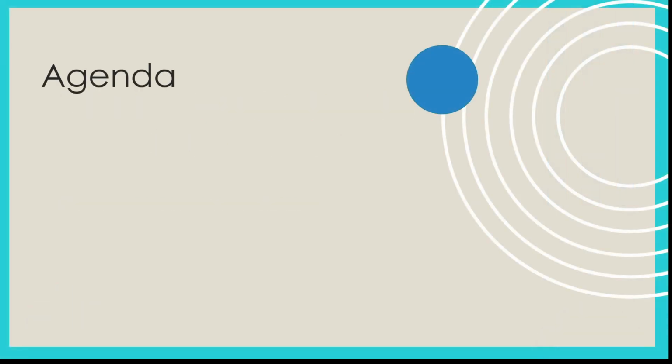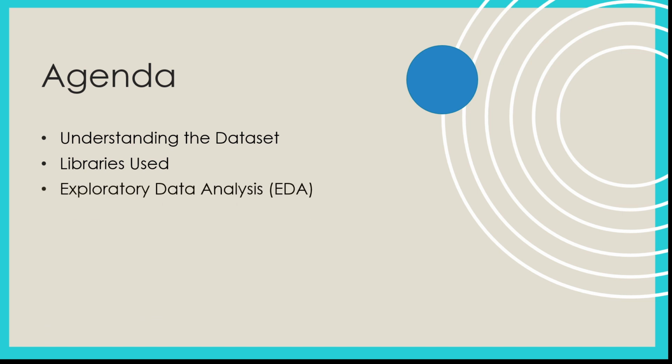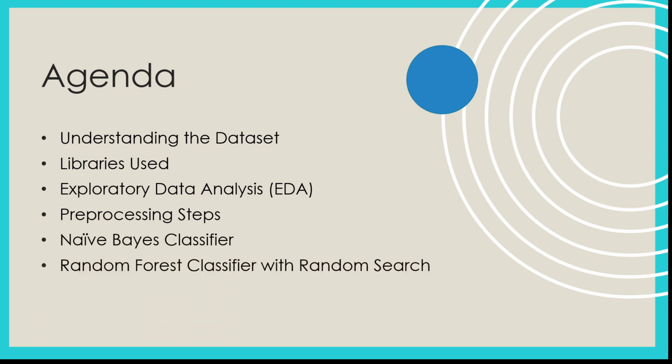The steps on the agenda are as follows. First, I needed to understand the dataset I was working on. Then, I needed to import Python libraries which will significantly help with the task. Then, I did some EDA to analyze and investigate the data. Then, I needed to do some data pre-processing so the model can train well on the data. Then I trained three models: naive Bayes classifier, random forest classifier with random search hyperparameter tuning, and XGBoost classifier with random search hyperparameter tuning.